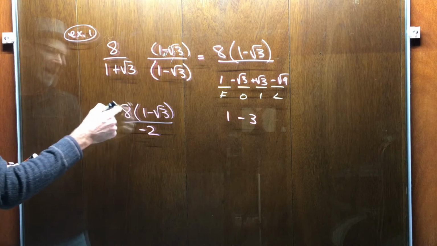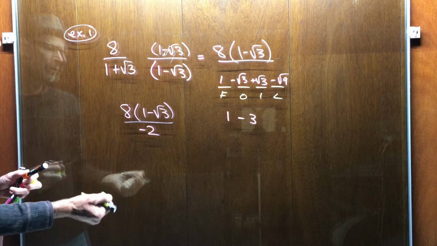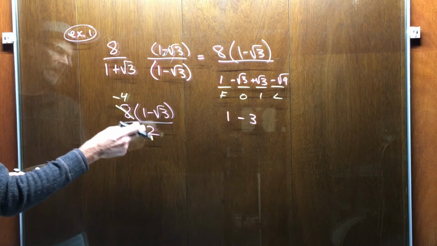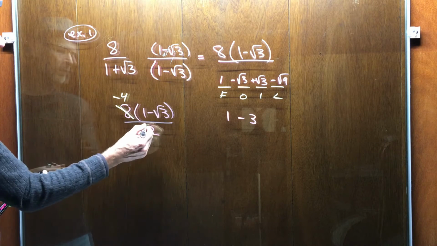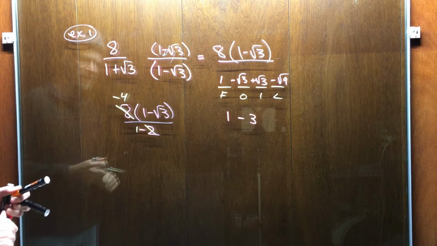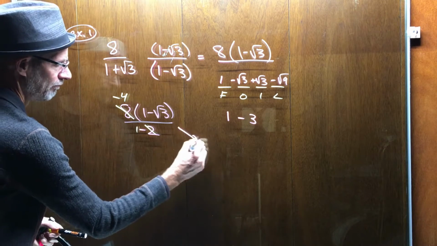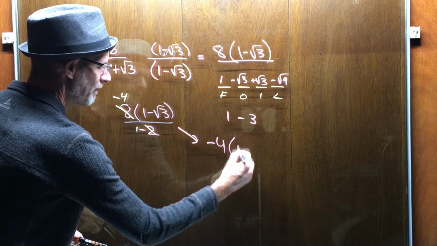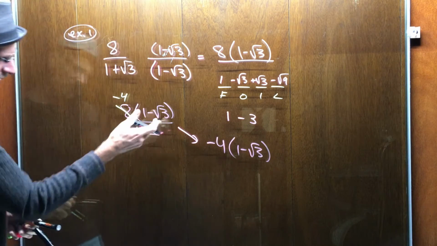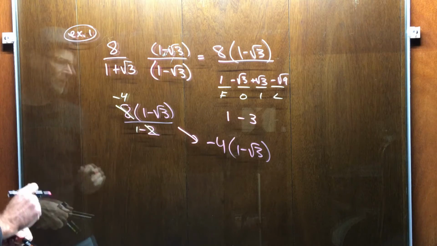So I'm going to divide the 8 by negative 2, which will give me negative 4. And I'm going to divide negative 2 by negative 2, which will give me 1. So now my expression looks like this. I have negative 4 times 1 minus root 3 over 1. And since the denominator is 1, I'm not even going to write it.